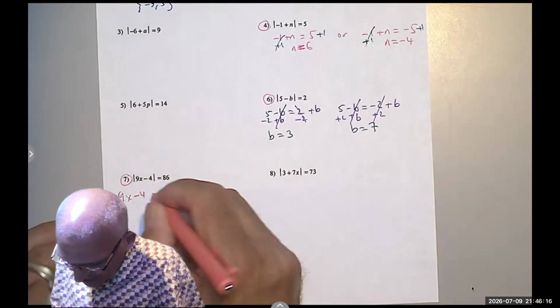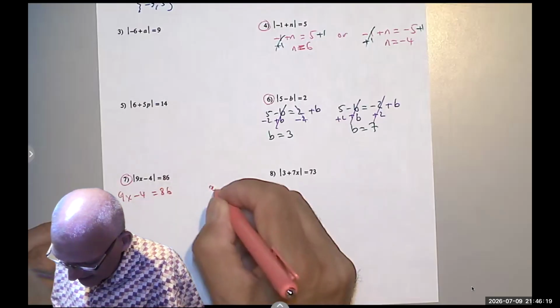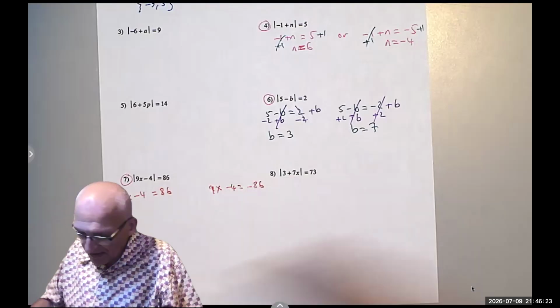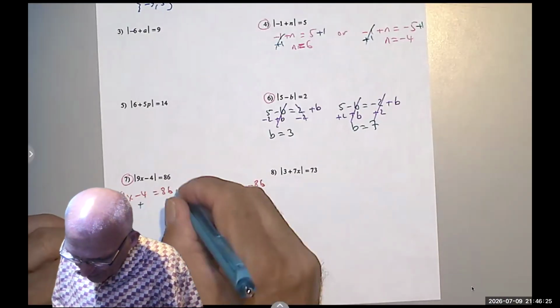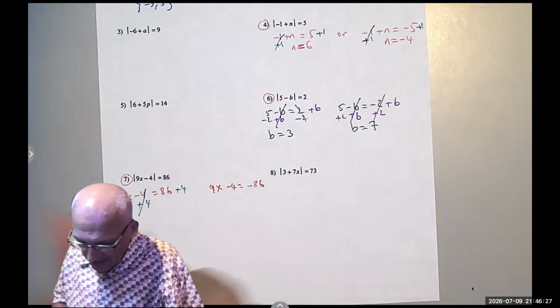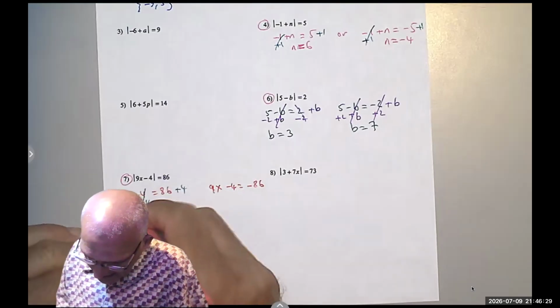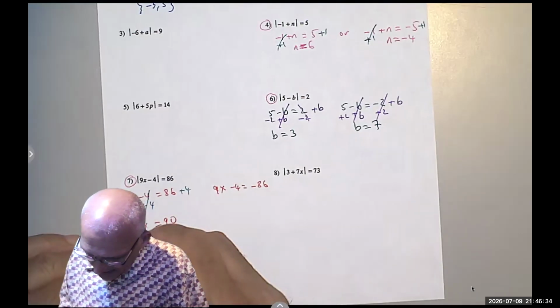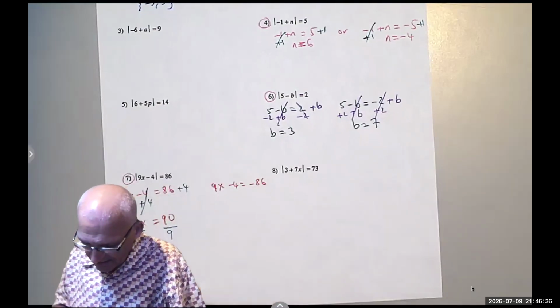9x minus 4 equals 86. 9x minus 4 equals -86. In this case, we're going to add 4 to both sides. So I get 9x equals 90. I'm going to divide by 9 both sides, and I get x equals 10.